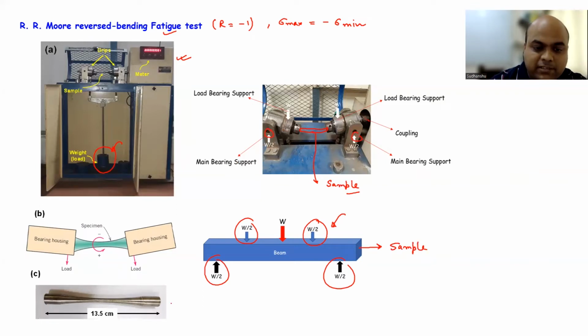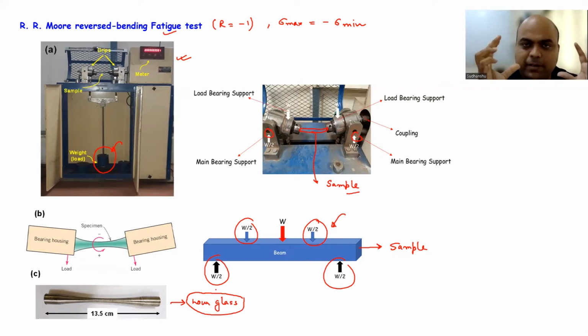And the sample is typically hourglass, as shown here. Probably in the next lecture, I'm going to show you different specimens also: CT, flat bone, round bone, then hourglass samples. Physically, I'm going to show you so that you have a better understanding.